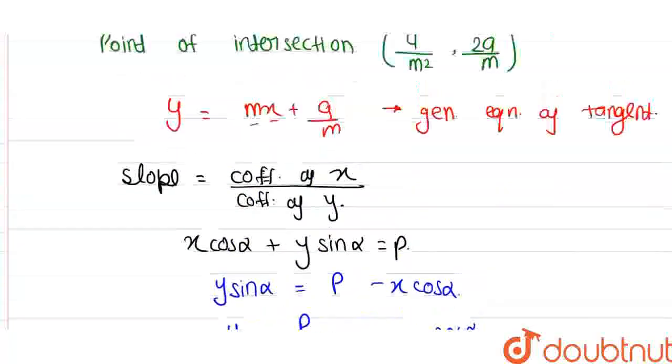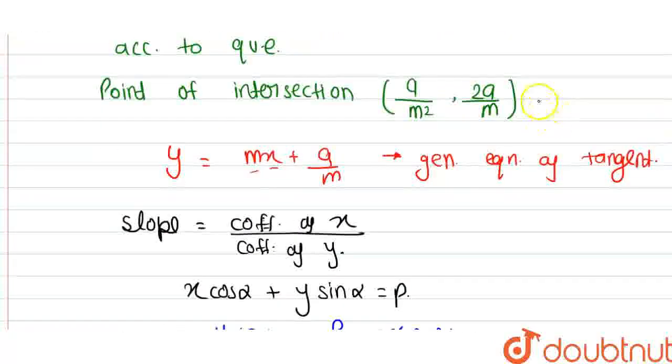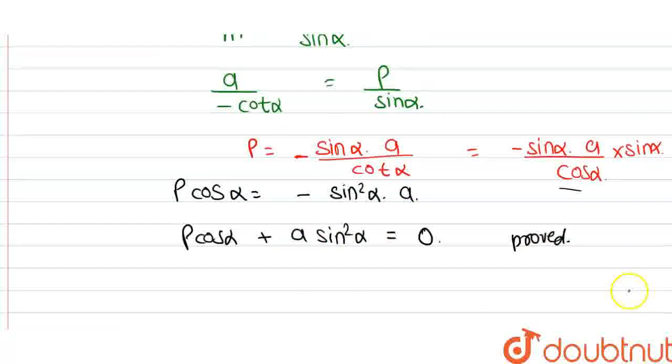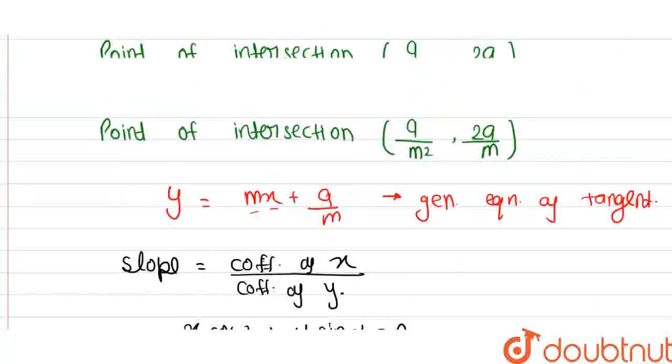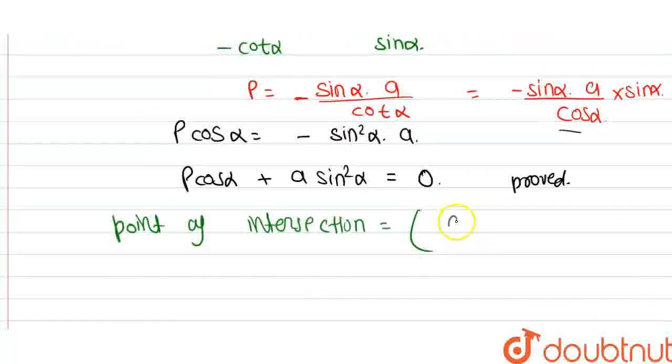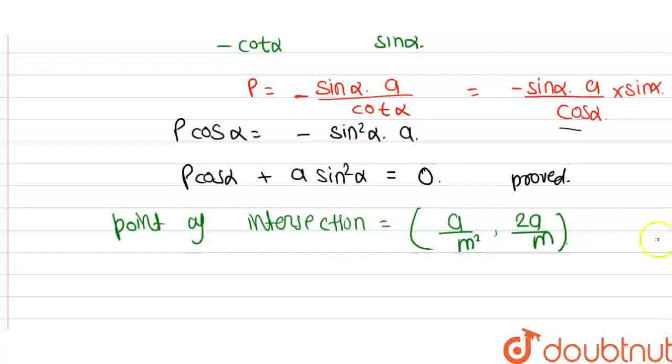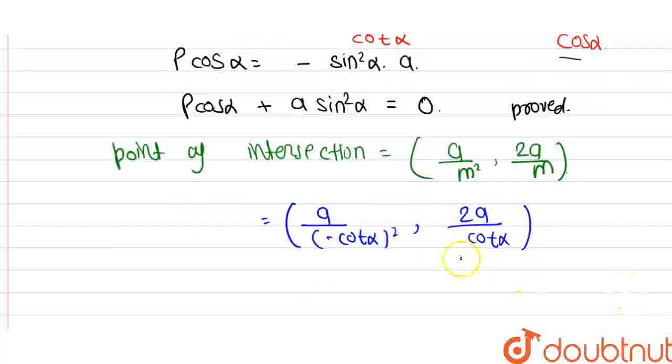Now we also have to find the point of intersection. So our point of intersection is a by m square and 2a by m, that is a by m square comma 2a by m. Now put the value of m that we have already calculated, which is minus cot alpha. So we get a by minus cot alpha whole square comma 2a by minus cot alpha. Sorry, here it is minus cot alpha.